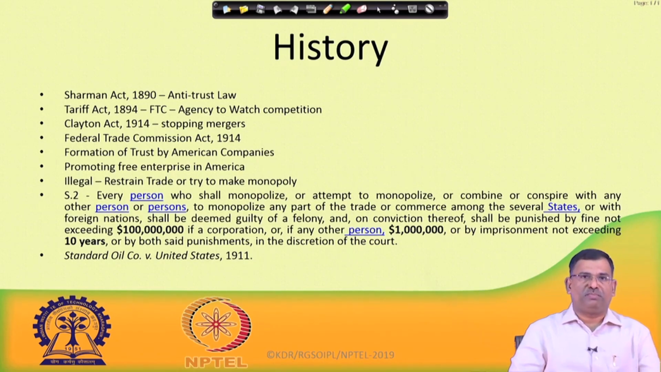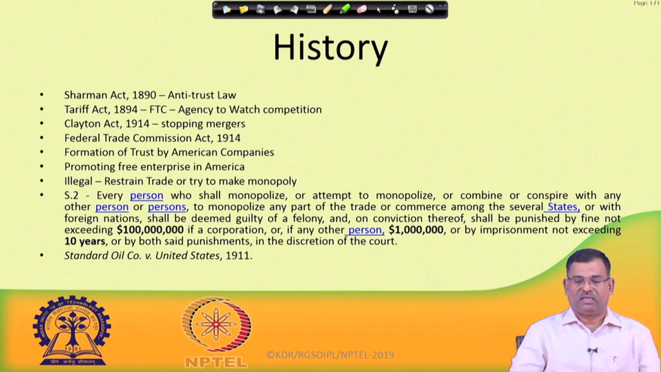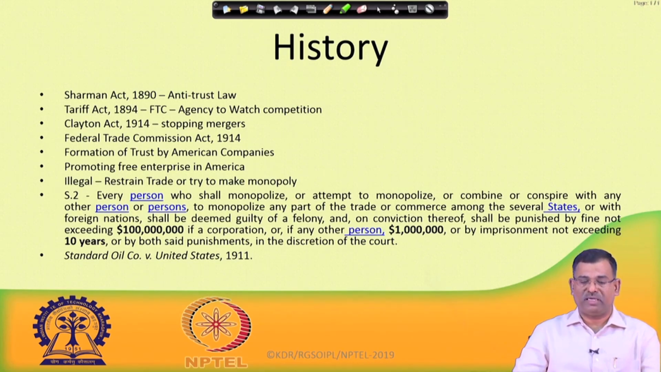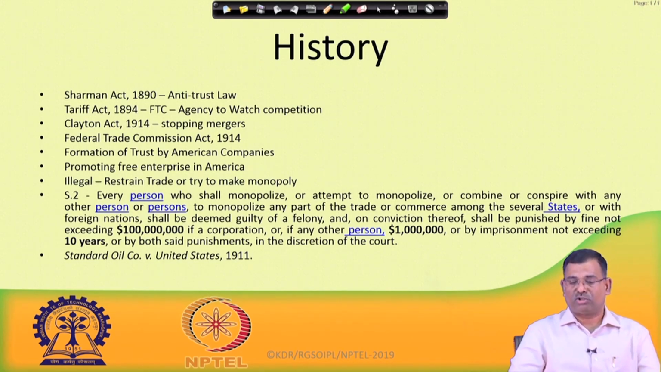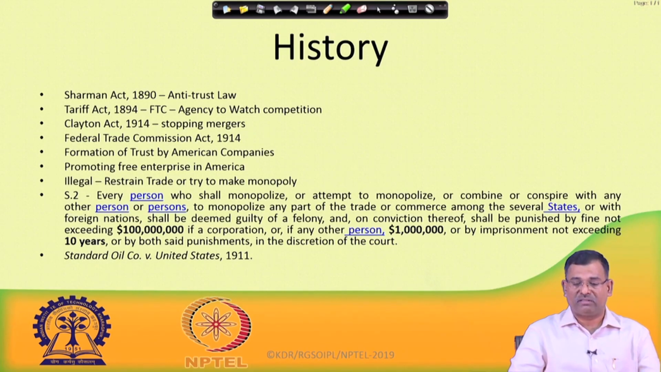And you can see the provision, Section 2 of this particular Act, very clearly says that every person who has monopolized or attempted to monopolize, or combined or conspired with any other person or persons to monopolize any part of the trade or commerce among the several states or with foreign nations shall be deemed guilty of a felony, and on conviction thereof shall be punished by fine as well as imprisonment not exceeding 10 years.